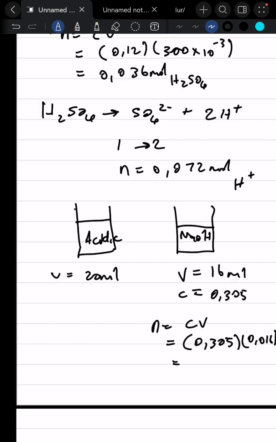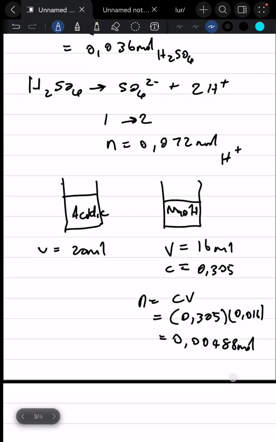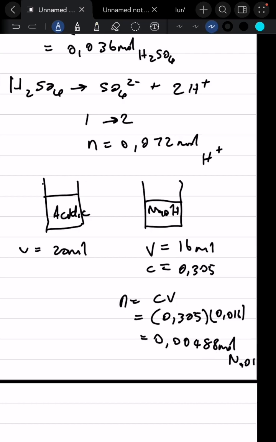For your calculator here, 0.305 multiplied by 0.016 gives 0.00488 moles. Where do these moles come from? They come from sodium hydroxide.